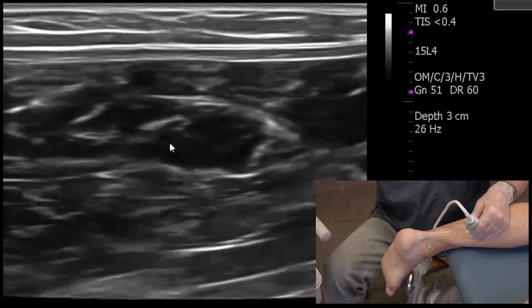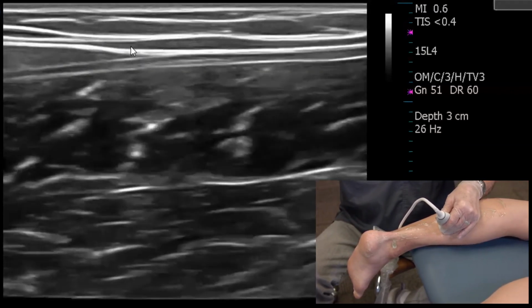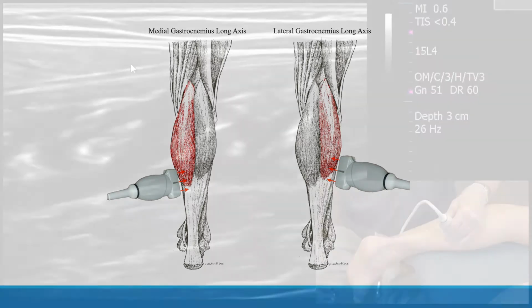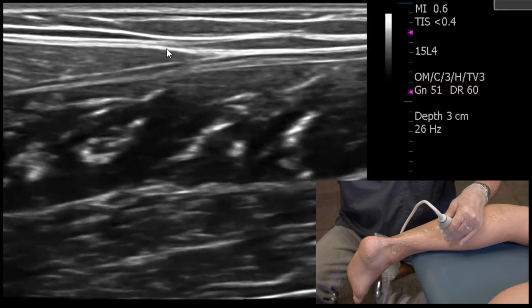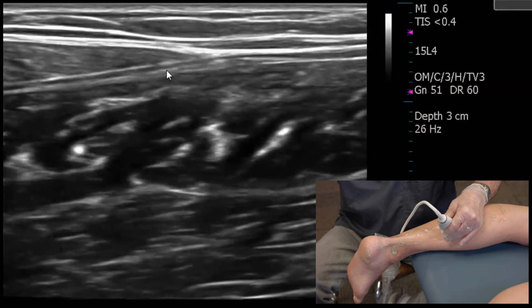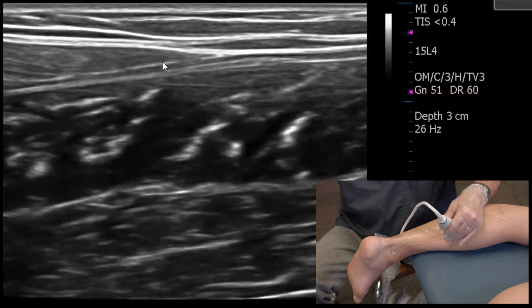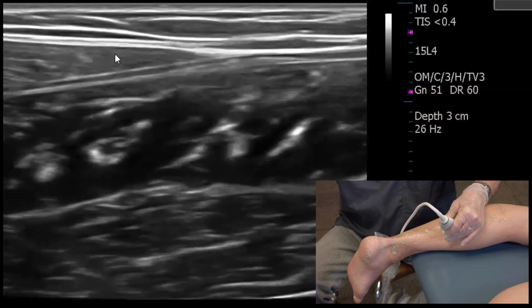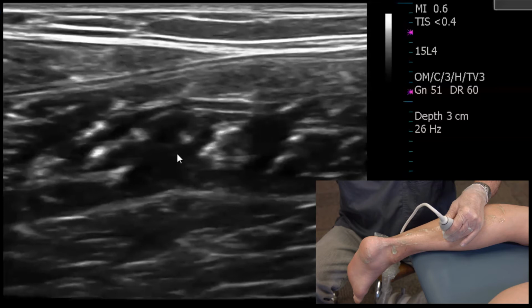As I move up more medial, I will begin to come into the medial gastroc. And now on the medial gastroc, you see a little V-shaped from here to here. And notice just below that medial gastroc, this little small hypoechoic line that goes under the medial gastroc, and that is the plantaris. Now, you can see the plantaris very well here, medial gastroc, soleus muscle.